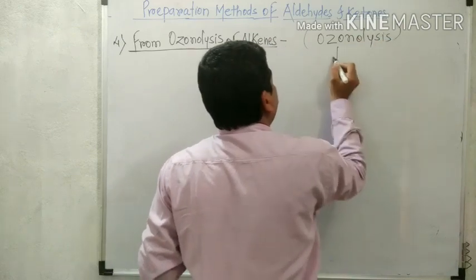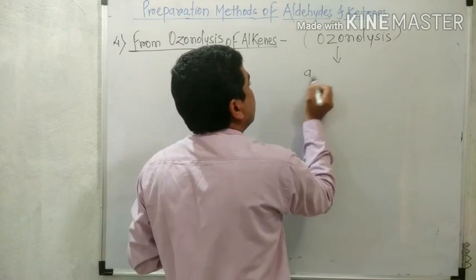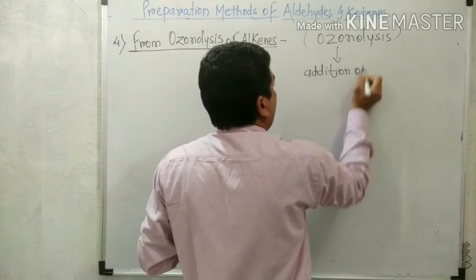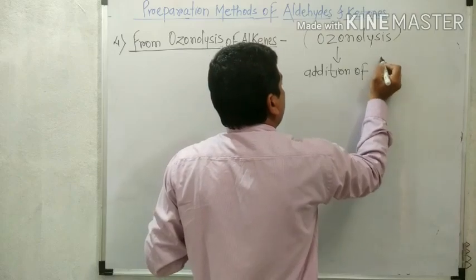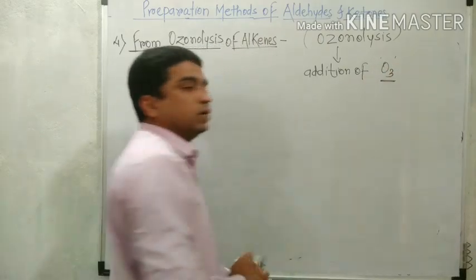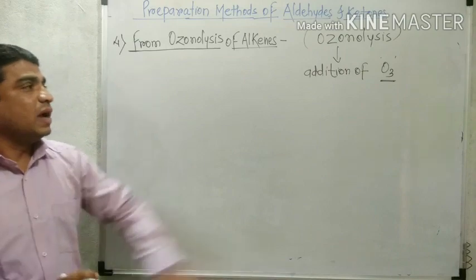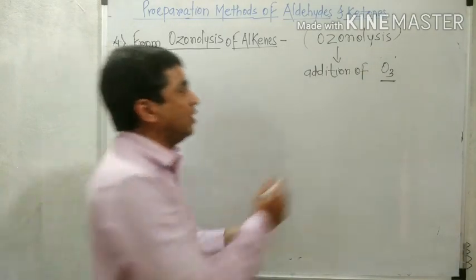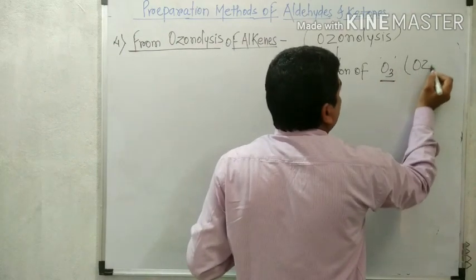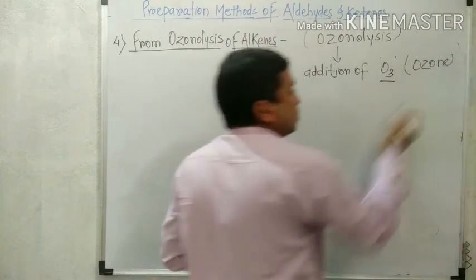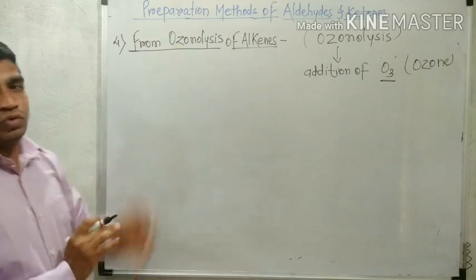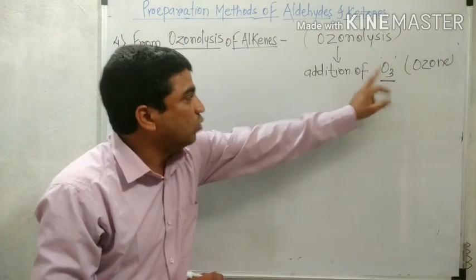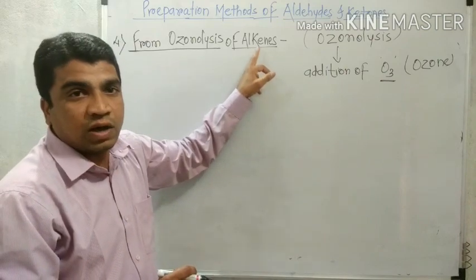So ozonolysis means the reaction in which addition of ozone takes place. Ozone, that is the O3 molecule. So the reaction in which addition of the O3 molecule takes place. This is the formula of ozone. This reaction is called ozonolysis. So here this addition of ozone molecule takes place in the structure of alkene.